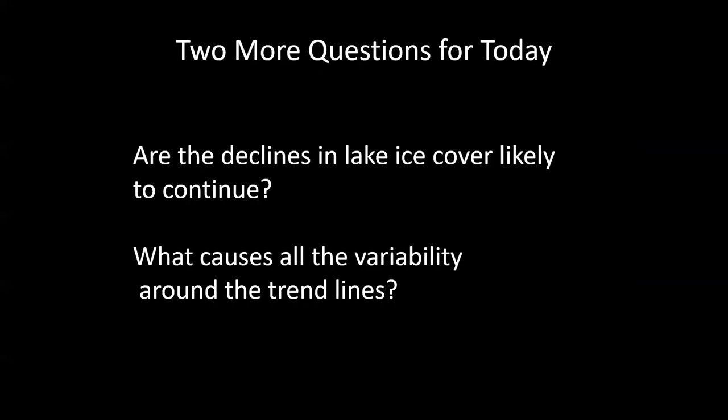Two more questions for today, and then we'll go on with our lives. Are the declines in lake ice cover likely to continue? Well, some of those things we have control of, some we don't. What causes all the variability around the trend line for Lake Mendota? How come almost 80% is unexplained and only about 20% is explained by the trend line? We'll deal with both those questions briefly. Next slide.